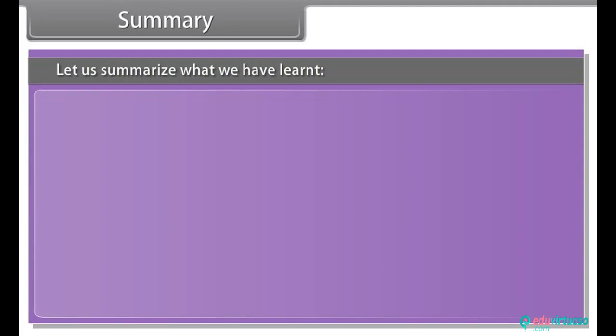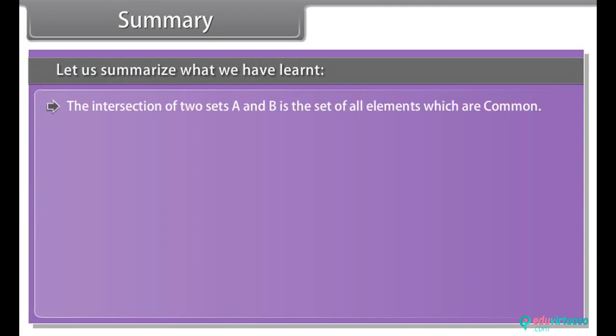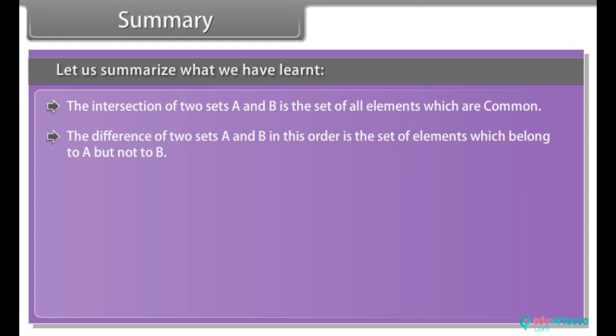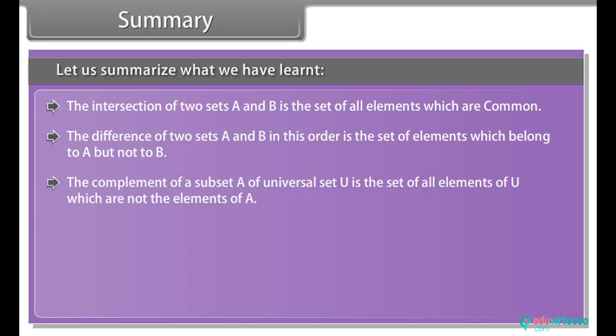Summary. Let us summarize what we have learned. The intersection of two sets A and B is the set of all elements which are common. The difference of two sets A and B in this order is the set of elements which belong to A but not to B. The complement of a subset A of universal set U is the set of all elements of U which are not elements of A. For any two sets A and B, complement of (A union B) is equal to complement of A intersection complement of B, and complement of (A intersection B) is equal to complement of A union complement of B.